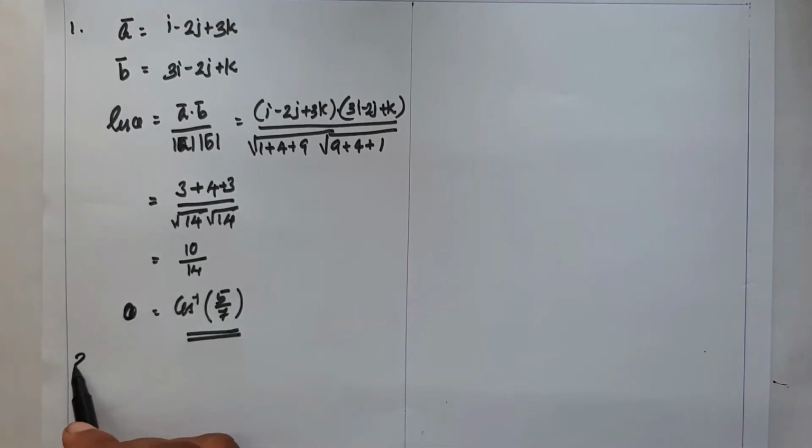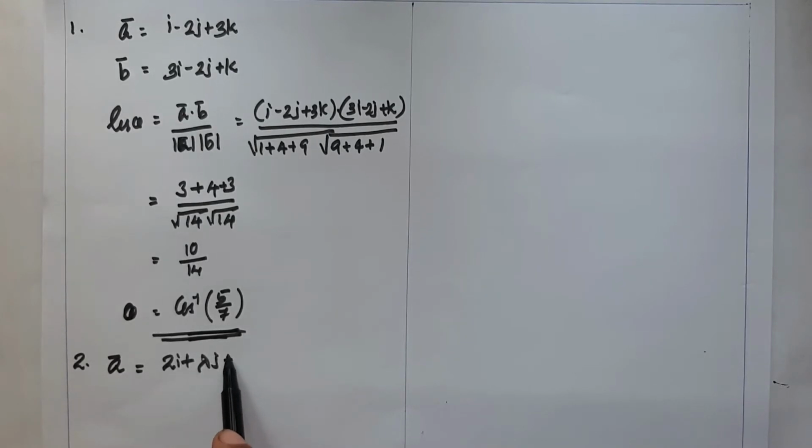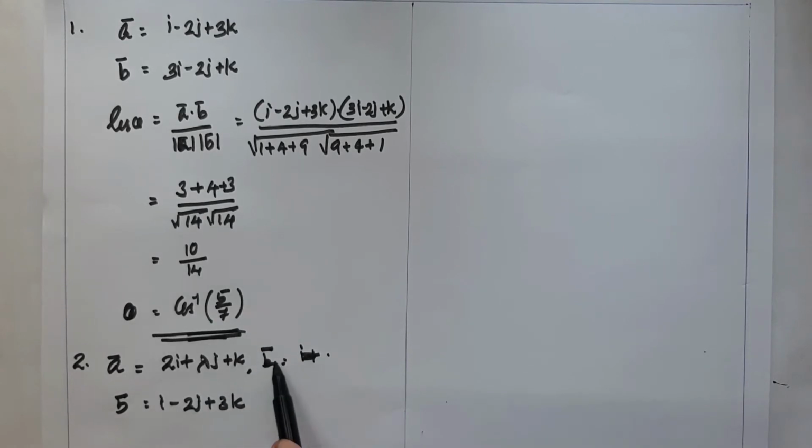Find lambda. If vector A is equal to 2i plus lambda j plus k, and vector B is equal to i minus 2j plus 3k, are perpendicular, then what is the value of lambda? It's a very simple question.